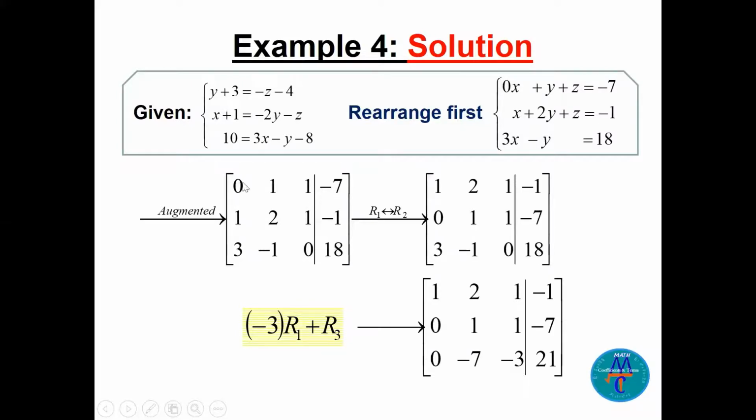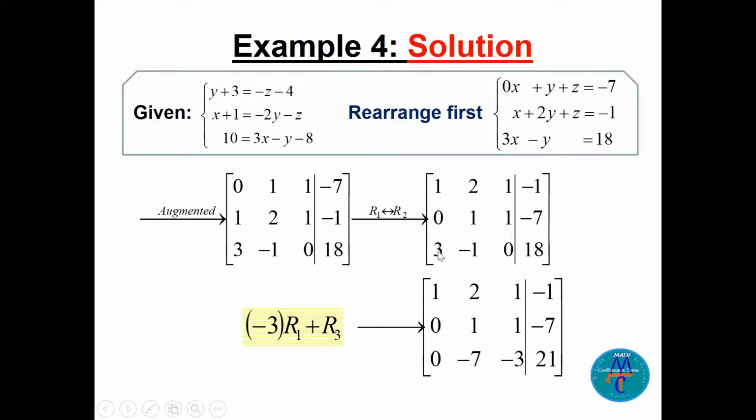Now I start. This is 0. I cannot have 0 there. I should have 1. See, there's a 3 there in row 3. I don't take it. So there's 1 here. So I can interchange row 1, row 2 only. So 1, 2, 1, minus 1, 1, 2, 1, minus 1, and here 0, 1, 1, minus 7. So now this is 1, this is 0.